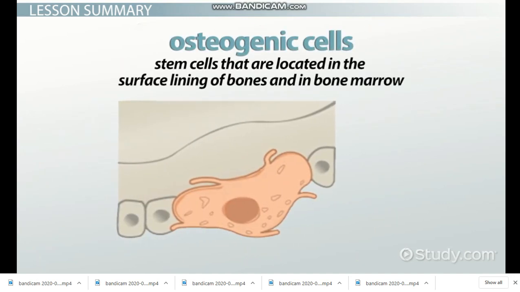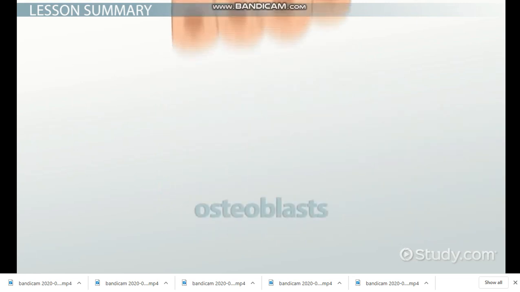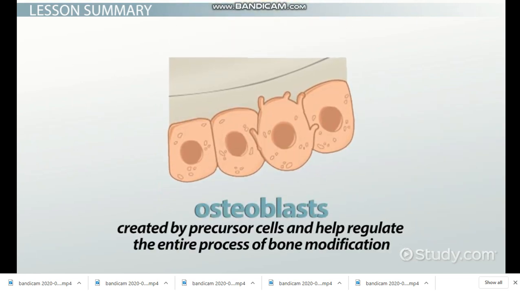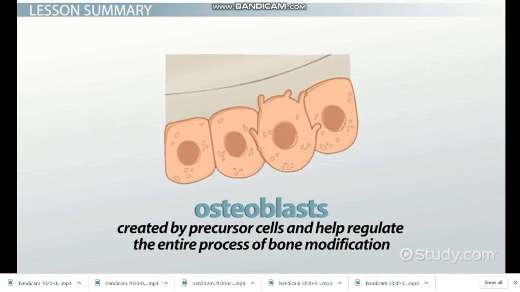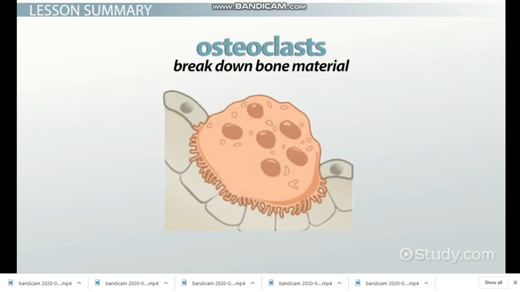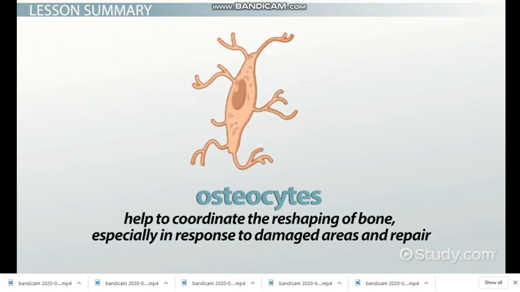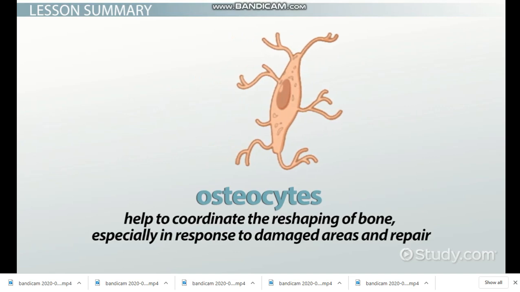Osteogenic cells are stem cells that are located in the surface lining of bones and in bone marrow. Osteoblasts are created by precursor cells and help regulate the entire process of bone modification. Osteoclasts break down bone material. Osteocytes help to coordinate the reshaping of bone, especially in response to damaged areas and repair.